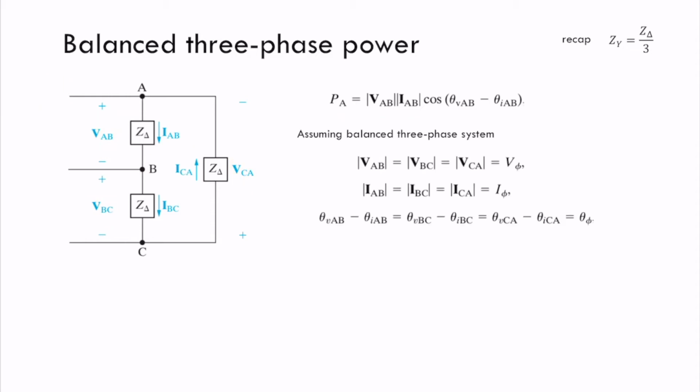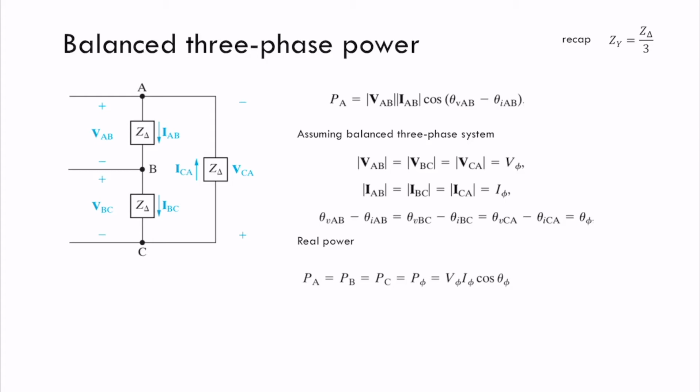In this delta configuration, remember, the voltage between line to line is equal to what we define as the phase voltage. In this case, the current between line to line is also equal to the current in this phase. And we again define theta as the difference of angles between the voltage and current signals.